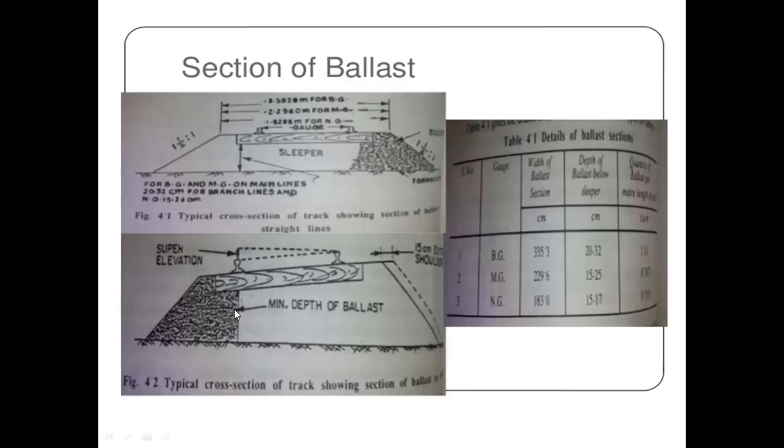The super elevation on the curved path should be 15 centimeters. The inner rail is lower when compared to the outer rail. Here we have details of the ballast section.